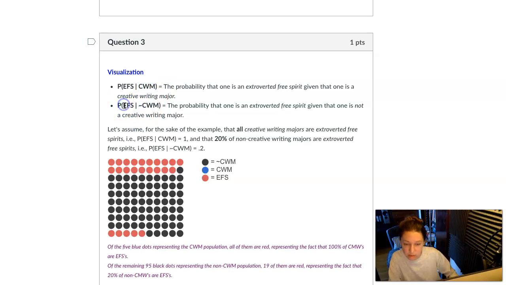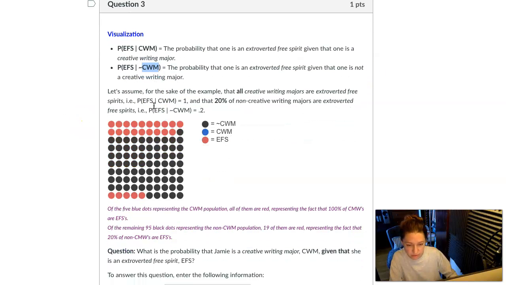Similarly, what are the odds that one has this personality type given they have a different major, any other major than creative writing? We need to make this stuff up again in order to complete our back of the envelope calculation. So let's assume, for the sake of example, again like we did last time, that the stereotype is true. Assume all creative writing majors are extroverted free spirit types. That means let the probability of EFS given CWM equal 100%.